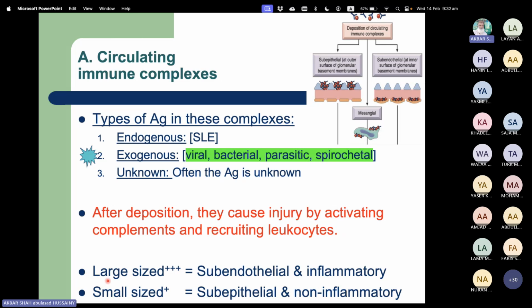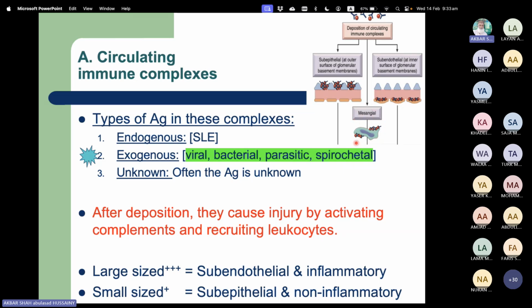Now we see this: if the complexes are large in size and they have a cationic charge, three or more positive ions, then they will deposit in the subendothelium. Because they are large in size, they will not cross the basement membrane. They will remain here and more inflammation is produced. If they are small in size and the positive charge is less, they can cross the basement membrane and go to the subepithelial surface. And the molecules which are intermediate in size go to the mesangium.